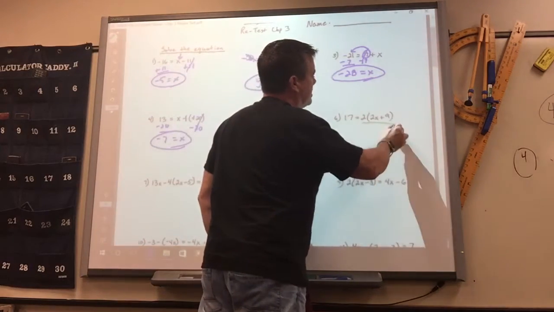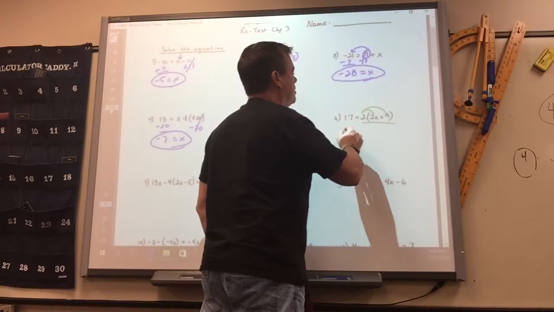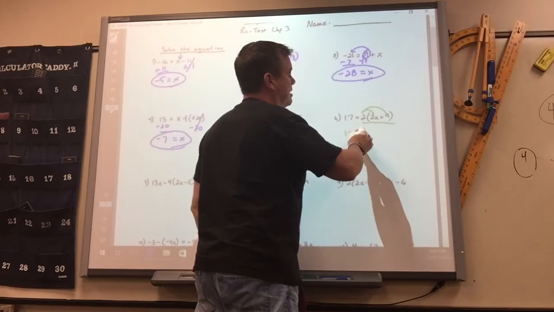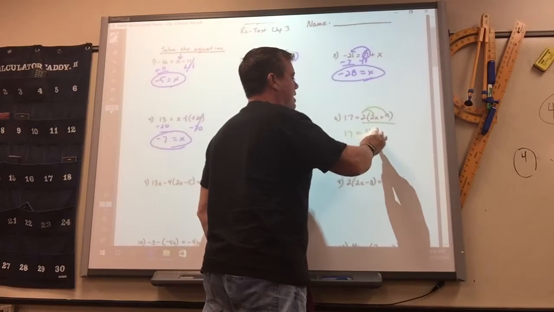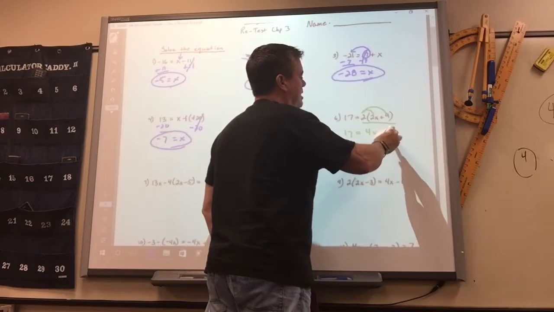Here, on this side, we got to simplify. You can distribute that through. A number up against parenthesis means take everything in there times that number. So 2 times 2x is 4x's. 2 times +9 is +18.